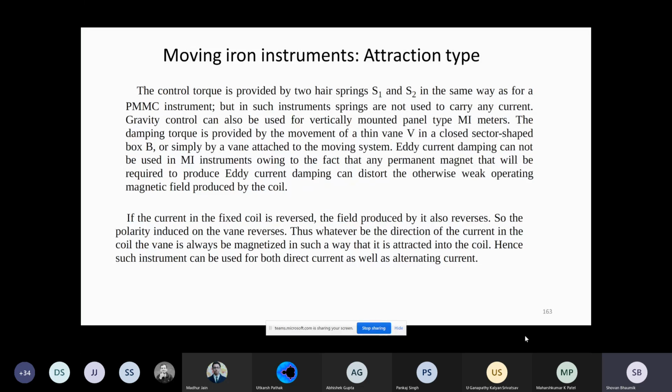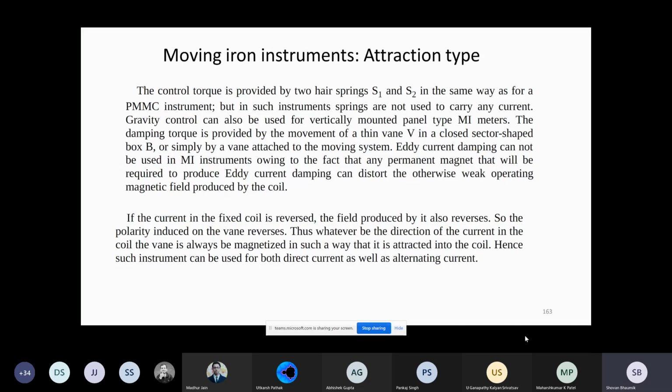Also, eddy current damping cannot be used here in MI instruments, because a permanent magnet is required to produce eddy current damping, but here there is no permanent magnet, only the current carrying coil is producing the magnetic field, so there will be no eddy current damping. This is another major difference from the PMMC instrument.